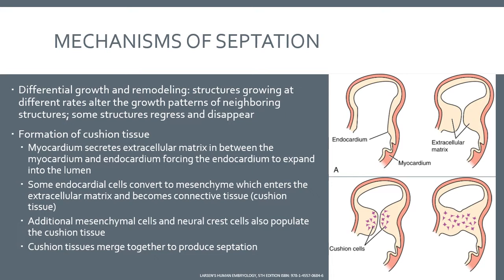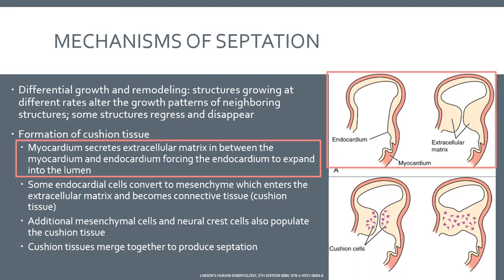But another way, and something that's critical in the formation of the heart, is the formation of what are called cushion tissues. And the way that happens is you start with the myocardium, which is going to secrete some extracellular matrix in between the myocardium and the endocardium, so in between these two layers of the heart. Producing that extracellular matrix essentially underneath the endocardium sort of forces it to expand into the lumen, or the space of the heart, and creates these bubbles on the walls of the heart.